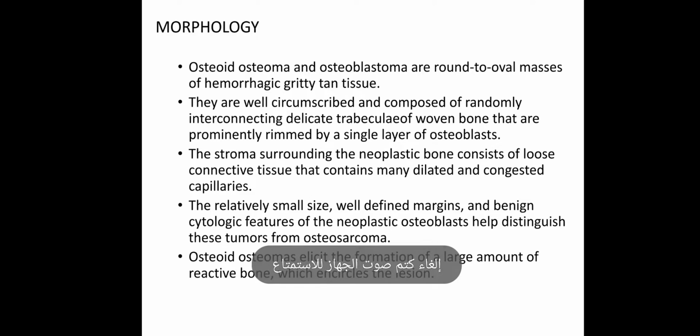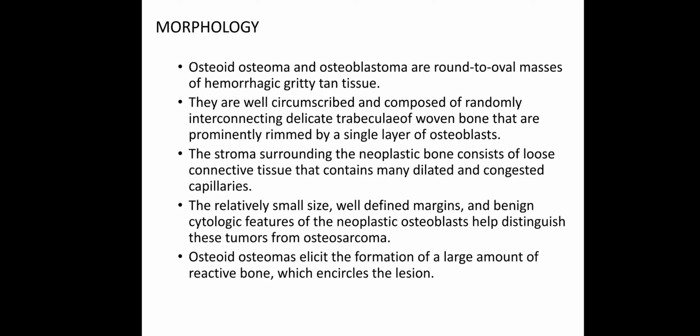The morphology: Osteoid Osteoma and Osteoblastoma are round to oval masses of hemorrhagic gritty tan tissue. When we examine the neoplasm, it is a round to oval mass, hemorrhagic, and gritty. Tan tissue, tan meaning grayish white.